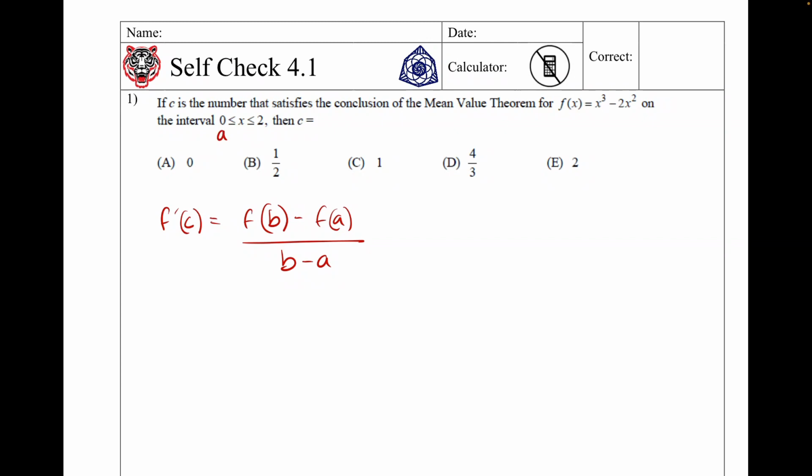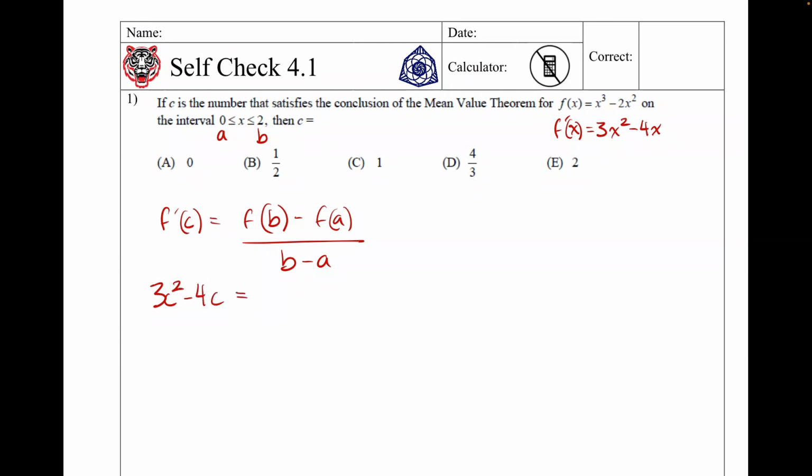A is going to be 0, b is going to be 2, and there's my f, so I might as well find f prime right now as well. F prime of x over here is going to be 3x squared minus 4x, and I'm ready to start plugging everything in. So the first thing that I have in my equation over here is f prime of c. So I'm going to take this f prime of x and switch all these x's for c's and put it over here. When I do that, I get 3c squared minus 4c.